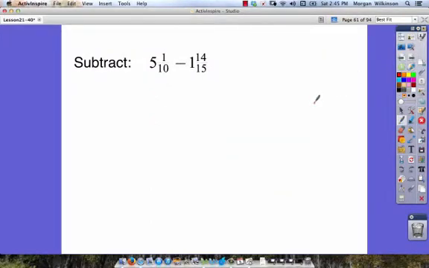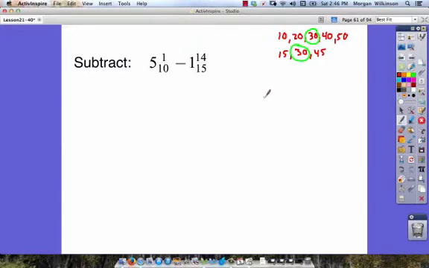Here we have 5 1/10 minus 1 and 14/15. So if we looked at these and we were to remember how to do our least common multiple, well, that's just skip counting. So we'd have 10, 20, 30, 40, 50. We could keep going as long as we wanted, but we're going to stop here for now. We've got 15, 30, 45. We could keep going, but there's no reason to, because we already have our least common multiple of 30. It's the first number that happens for both of our numbers.